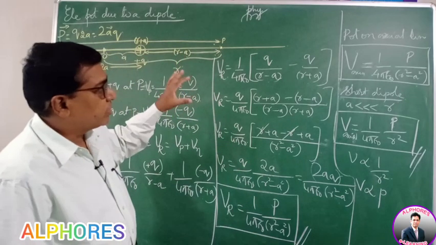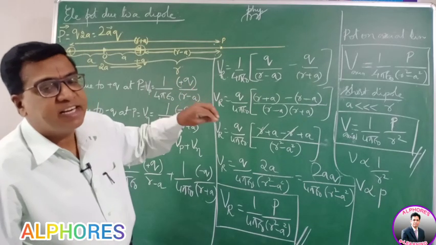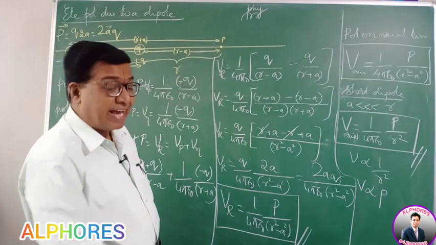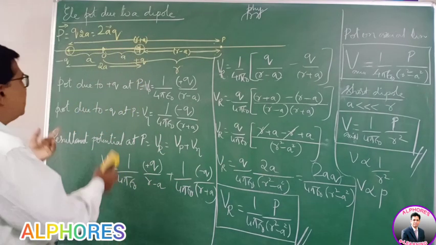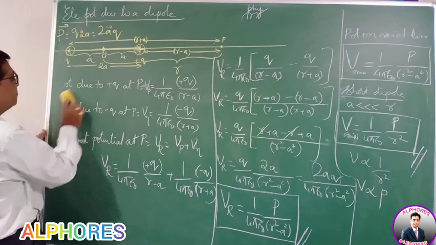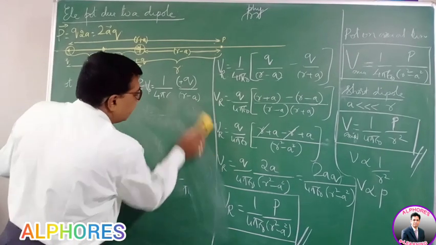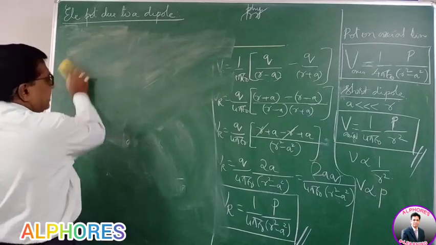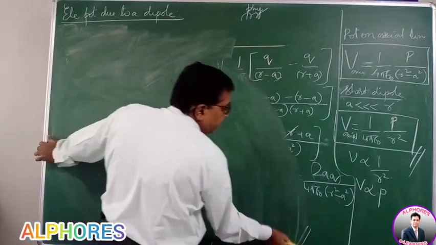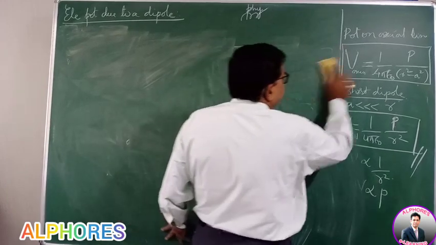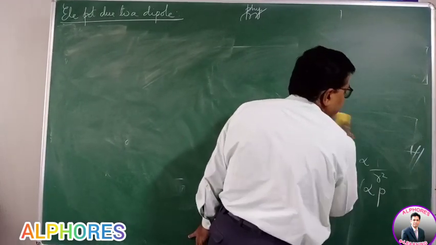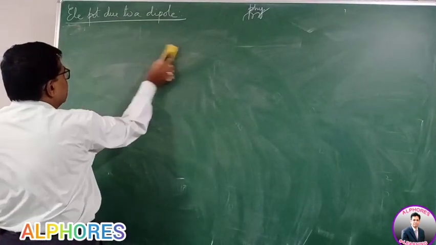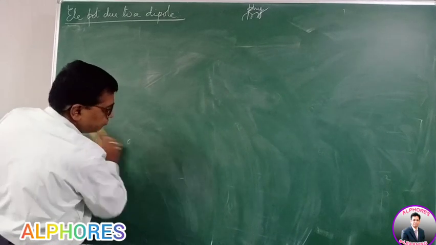So this way, we have the potential due to a dipole on the axial line of a dipole. Now let's find the potential due to this dipole on the equatorial line. Similarly, we will consider the points and find the potential due to the dipole on the equatorial line of a dipole. Same way, take the discrete charges, find the potential due to each charge, then add algebraically. The algebraic sum is the total potential due to the charges. Good.